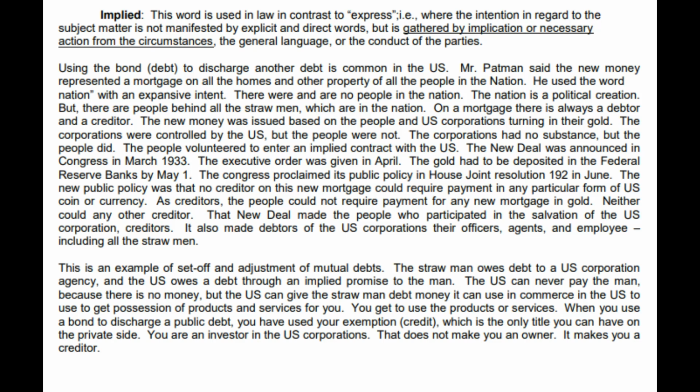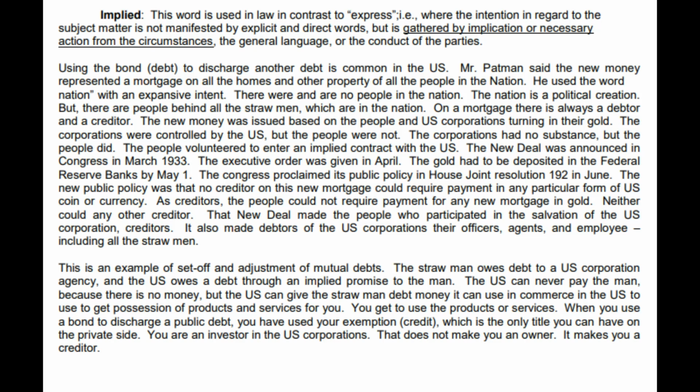The new money was issued based on the people and the U.S. corporations turning in their gold. The corporations were controlled by the U.S., but the people were not. The corporations had no substance, but the people did. The people volunteered to enter into an implied contract with the U.S. The new deal was announced in Congress in March 1933. The executive order was given in April. The gold had to be deposited in Federal Reserve banks by May 1st. The Congress proclaimed its public policy in House Joint Resolution 192 in June.